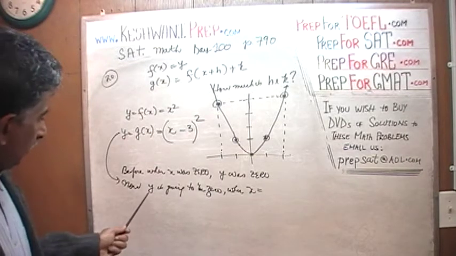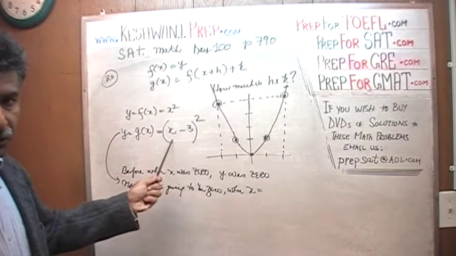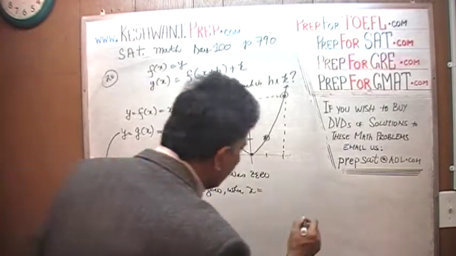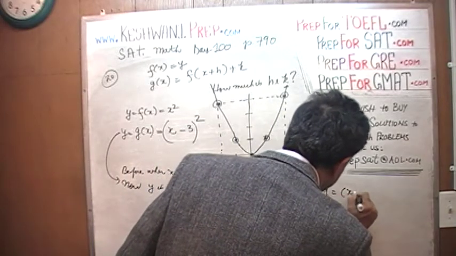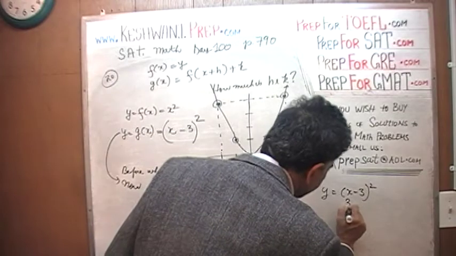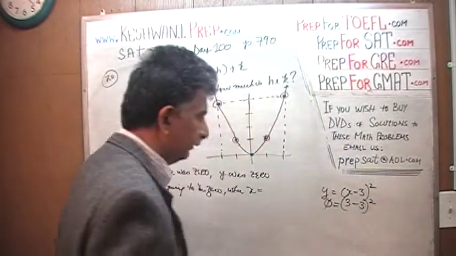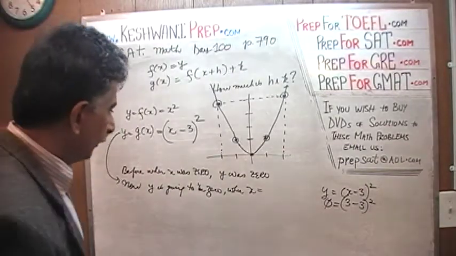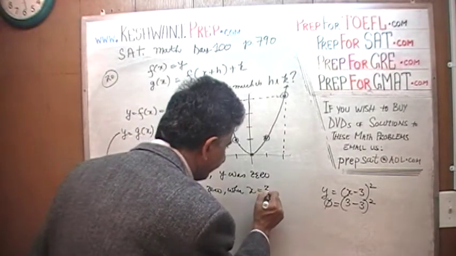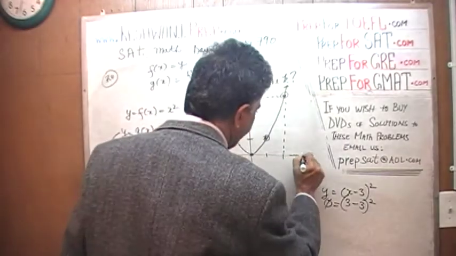Now, y is going to be 0 when x is how much? x would have to be 3. Because you see, y equals x minus 3 whole squared. So now, when x is 3, 3 minus 3 is 0, and 0 squared is the value of y. So y is going to be 0 when x is 3. Let's plot it, shall we? When x is 3, y is 0.